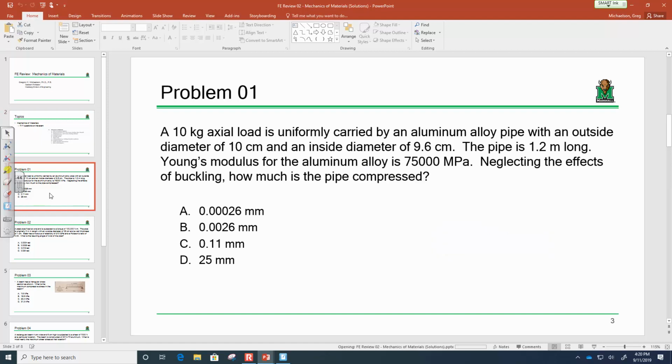Okay, so with that, let's just go ahead and get right into it. I have a 10 kilogram axial load, which is uniformly carried by an aluminum pipe with an outside diameter of 10 centimeters and an inside diameter of 9.6 centimeters. Now, right off the bat, you're like, wait a minute. This is metric. We're civil engineers. We don't believe in metric.